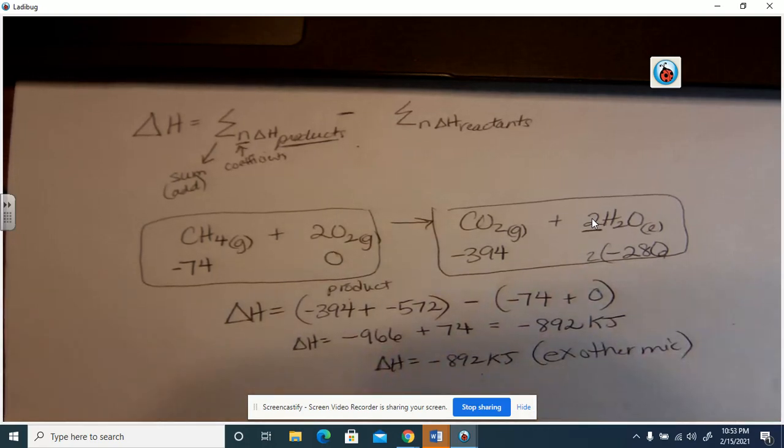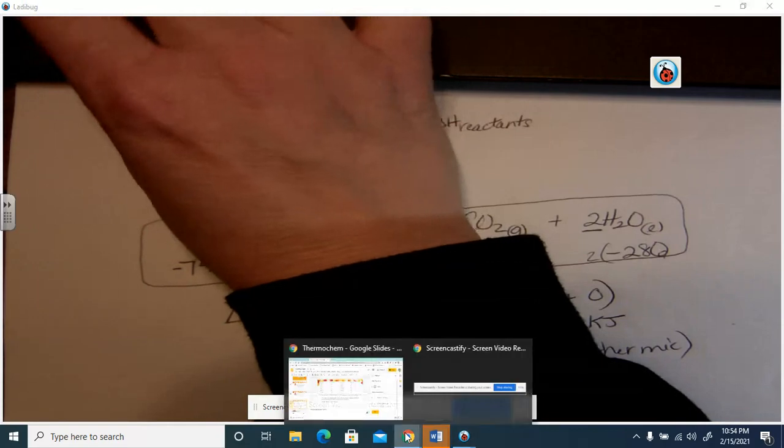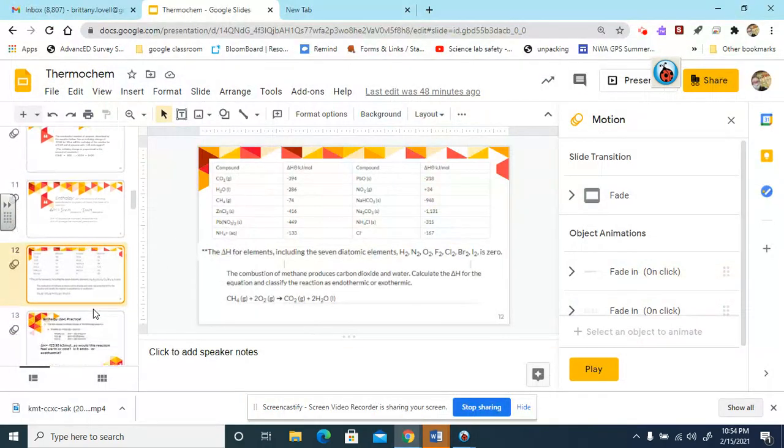And guys, it's combustion, right? This is fuel and oxygen. Combustion reactions are always exothermic, so they're going to produce heat, right? Okay, so let's go back to here, and let's keep going.